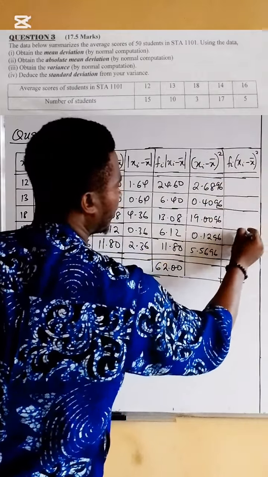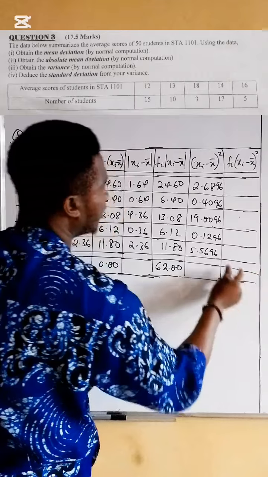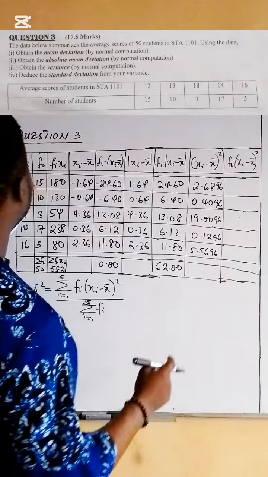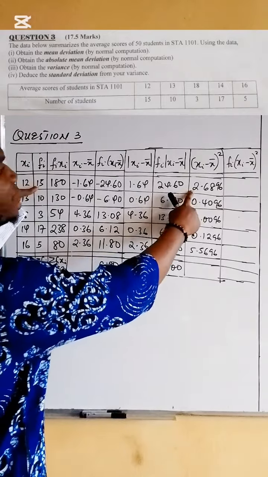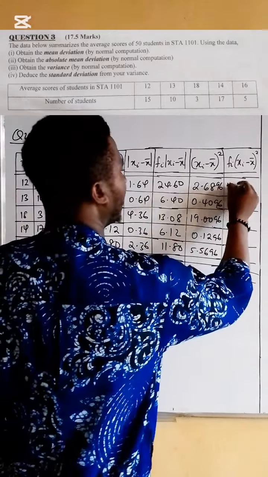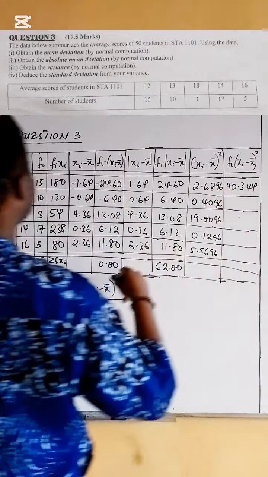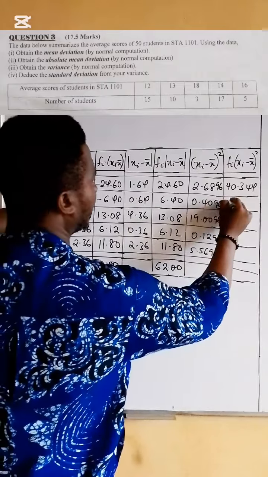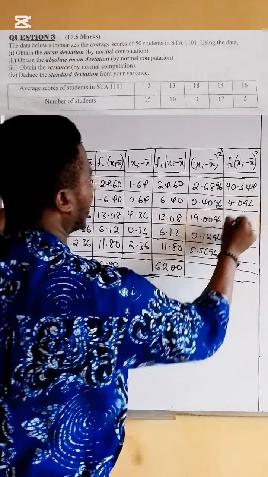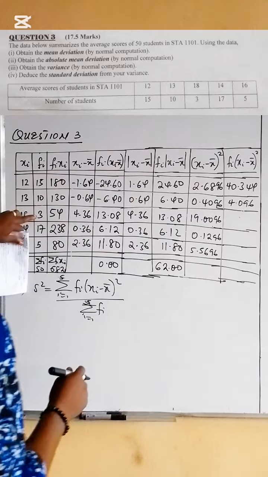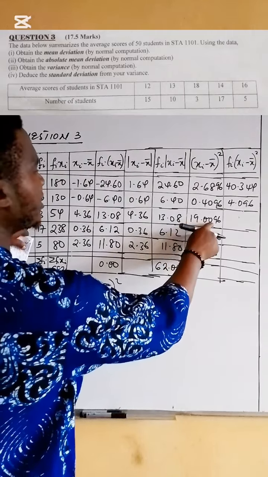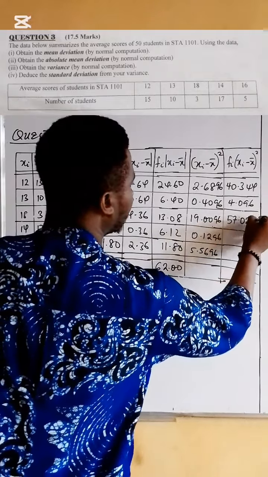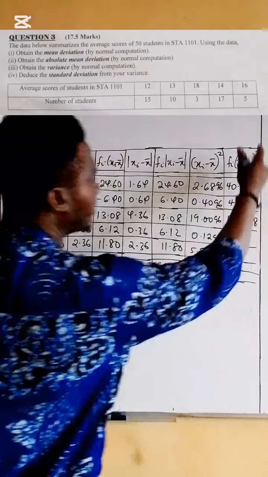Then you will now come over here and put here Fi (xi minus x bar) all squared, where you will multiply your frequencies with the square deviations. Okay, so let's multiply this now. 15 times 2.6896, 40.344. Okay, then 10 times 0.4096, 4.096. Then 3 times 19.0096, 57.0288. So I'm going to add a 0 here to make it uniform.